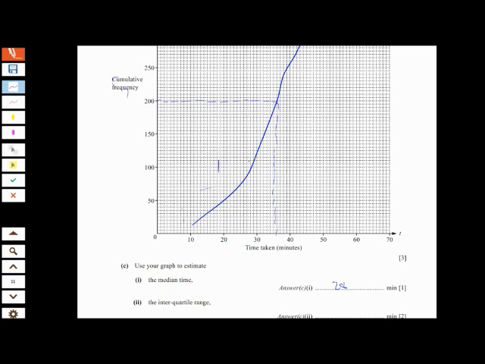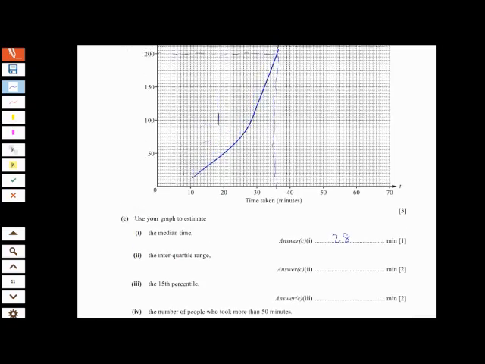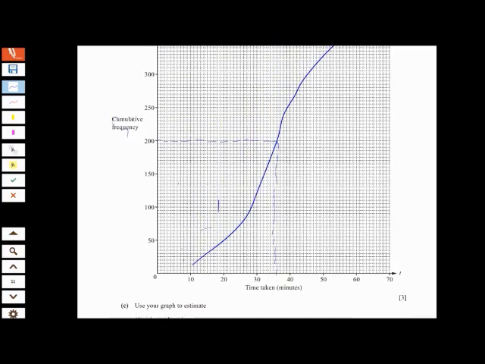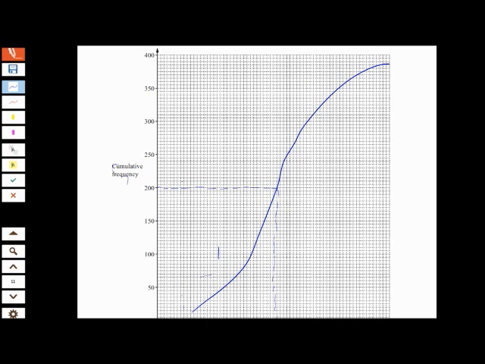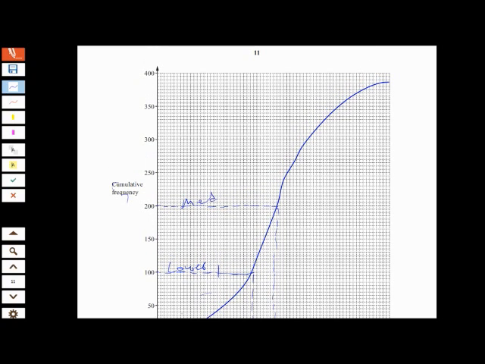Find the interquartile range. You have to find the upper quartile and the lower quartile first. How to find those? What we know here is the cumulative frequency is 400. Divide 400 by 4 to find the quarter. It's 100. So this is the first quarter, 100, and that is the lower quartile. Then plus 100 again, that's 200, this is the median. And then plus 100 again, 300.